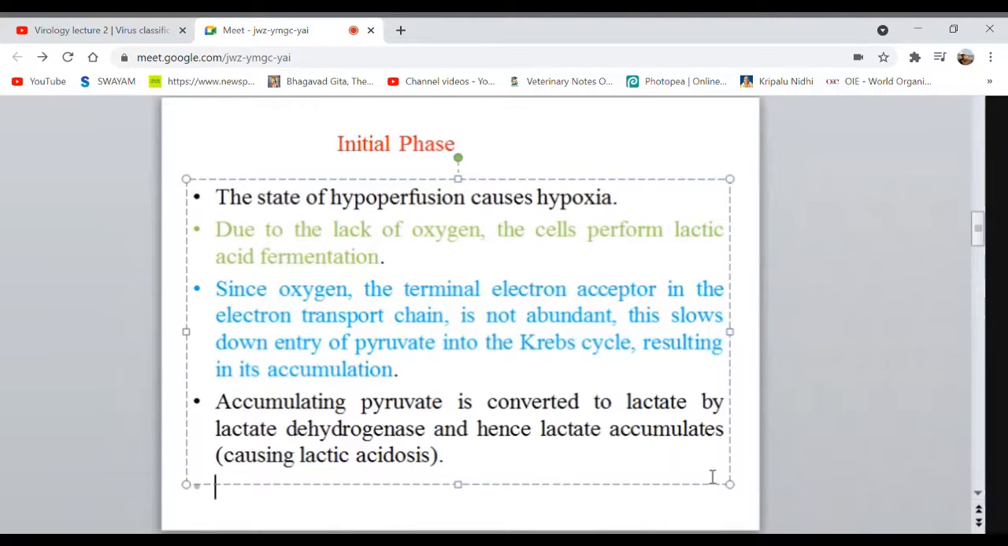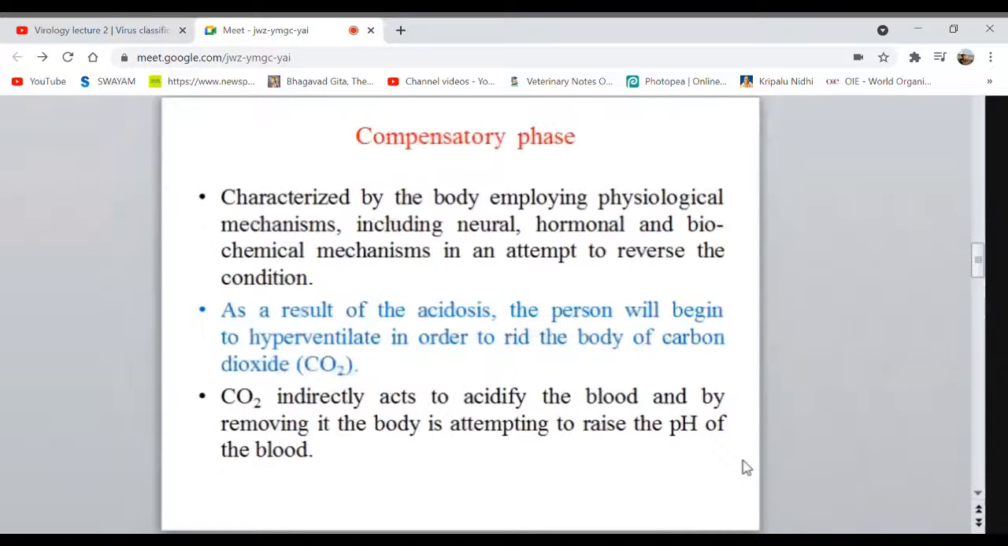Now, coming to the next phase of the shock, that is the compensatory phase. The compensatory phase is characterized by different neural, hormonal, and biochemical mechanisms to reverse the condition. So in this compensatory phase, different neural, hormonal, and biochemical mechanisms are involved to reverse the conditions.